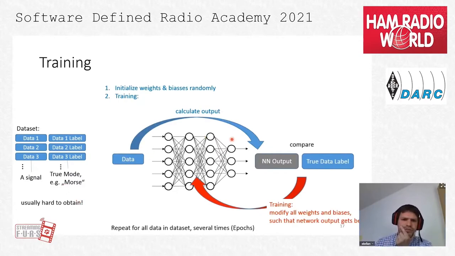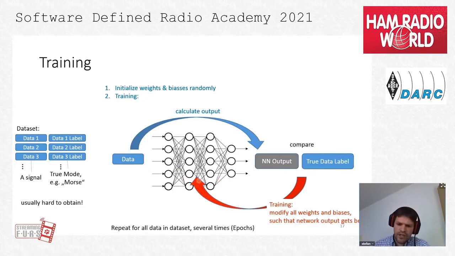When training a neural network, you first initialize the weights and biases randomly. Then you take data, you calculate the output of the neural network, which is of very low quality because all the weights and biases are just random values. And you compare that output with the true data label. And obviously, in the first place, it's very probable that the output of the neural network is not the correct class. So what you do then is some kind of training step. That means you modify all weights and biases such that the network output gets better. Usually you use some kind of gradient descent algorithm for that. It's called backpropagation.